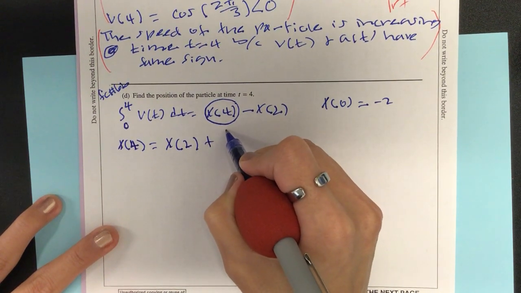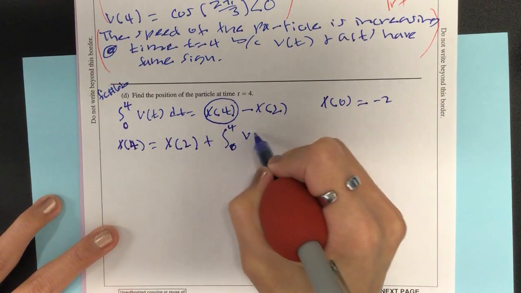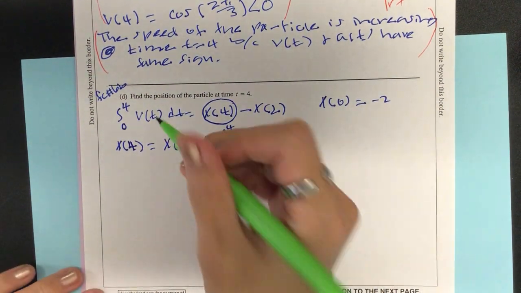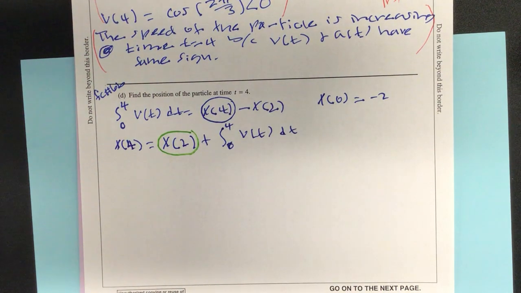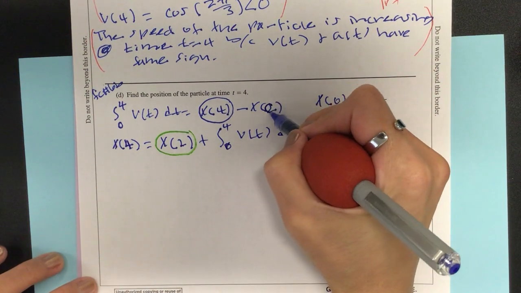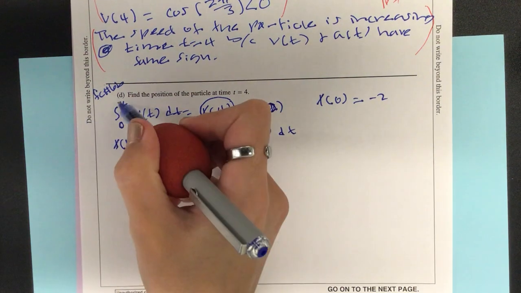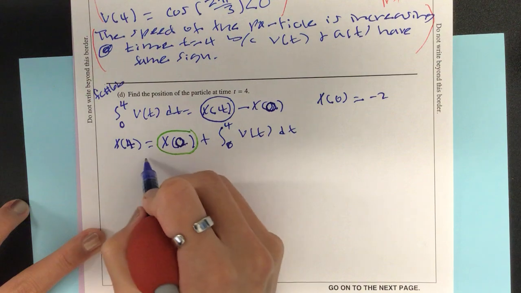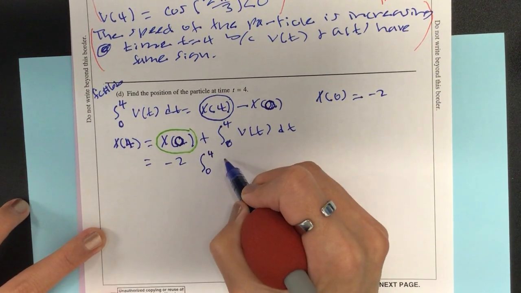And then we have the integral from 0 to 4 of v of t dt. Let's see what items I can plug in. Can I plug something into this guy over here? Oh, isn't that 0, not 2? Yeah, it is 0. Look at me being all wrong over here. It says 4 minus 0. Okay, what was x of 0 given? Negative 2.